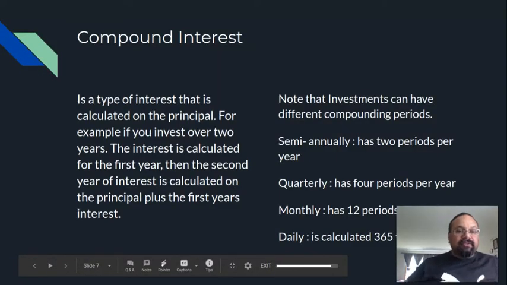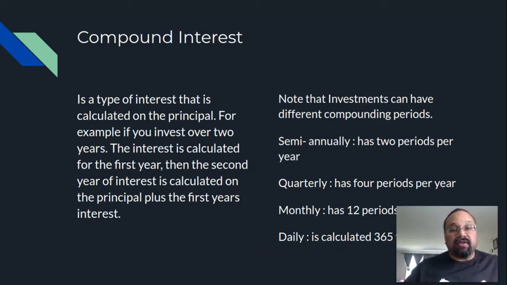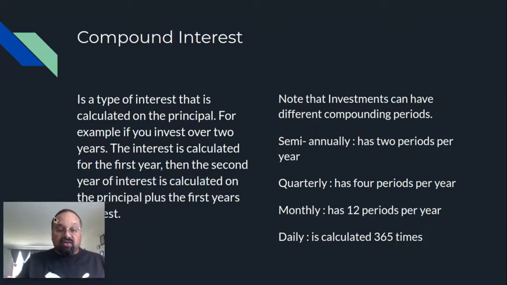So compound interest is a type of interest that is calculated on the principal. For example, if you invest for 2 years, the interest is calculated for the first year. Okay, that interest is then added to your principal, and then a second year of interest is calculated. Okay, note that investments can have different compounding periods. So it's not just a 2-year term.